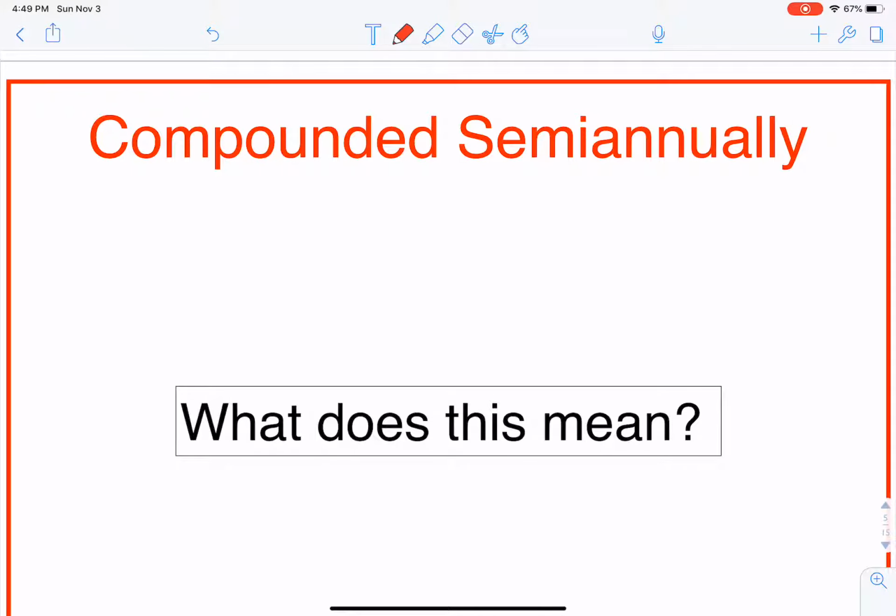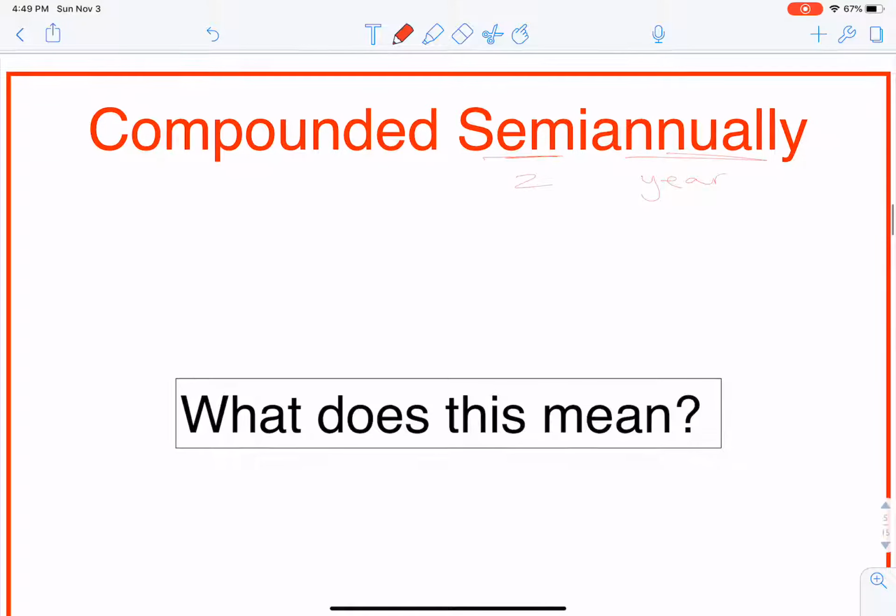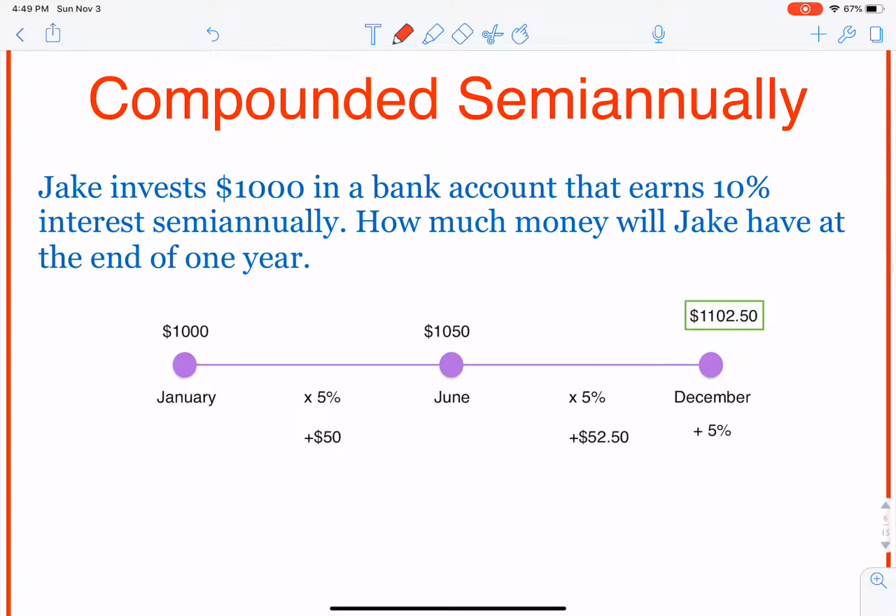This would mean that we would add our interest on semi-annually. This is twice per year. So we would add on our interest twice per year instead of just once at the end of the year. So what does this kind of look like? We're adding our interest twice, but throughout the course of the year, so here, let's go back and read this problem. Jake invests $1,000 in a bank account that earns 10% interest semi-annually. How much money will Jake have at the end of 1 year?